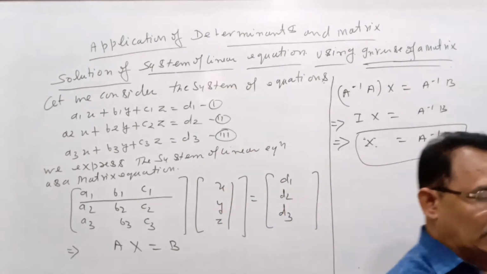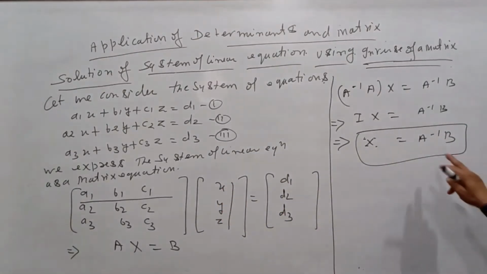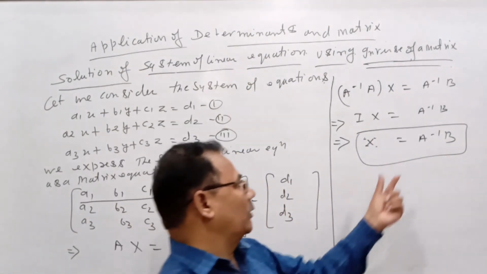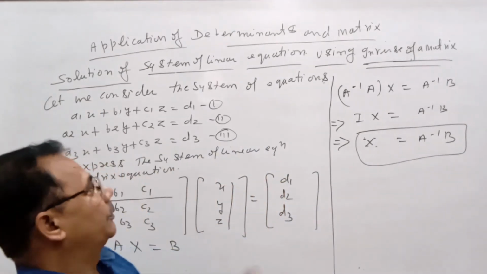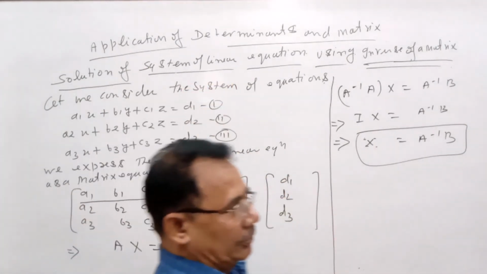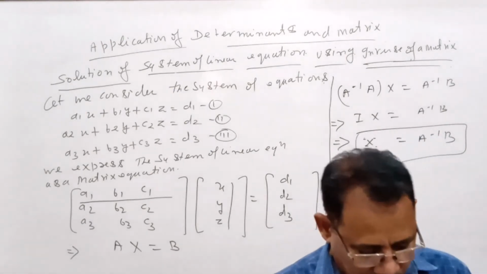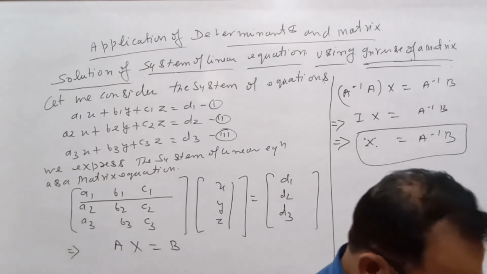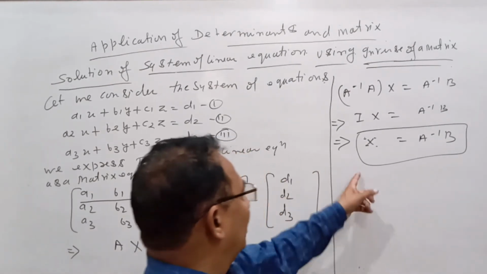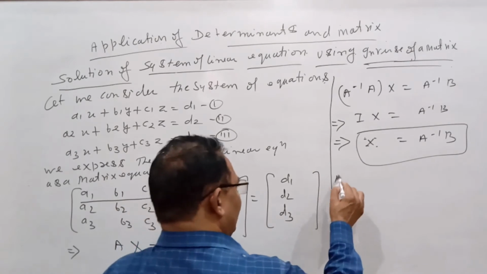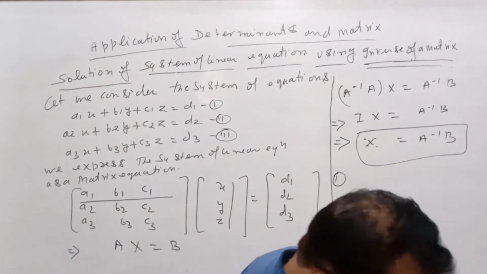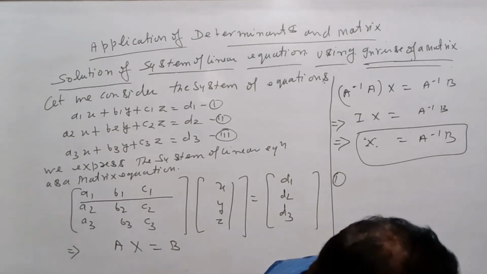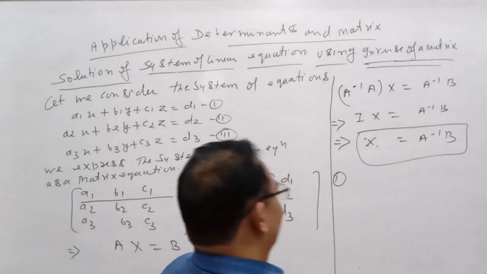But it is not necessary that the inverse of the matrix A will exist or not. It depends on the value of the determinant. Therefore, to solve the linear equation, we also use the determinant of the matrix. Now, there are some cases. The matrix equation has a unique solution if the inverse of the matrix exists.